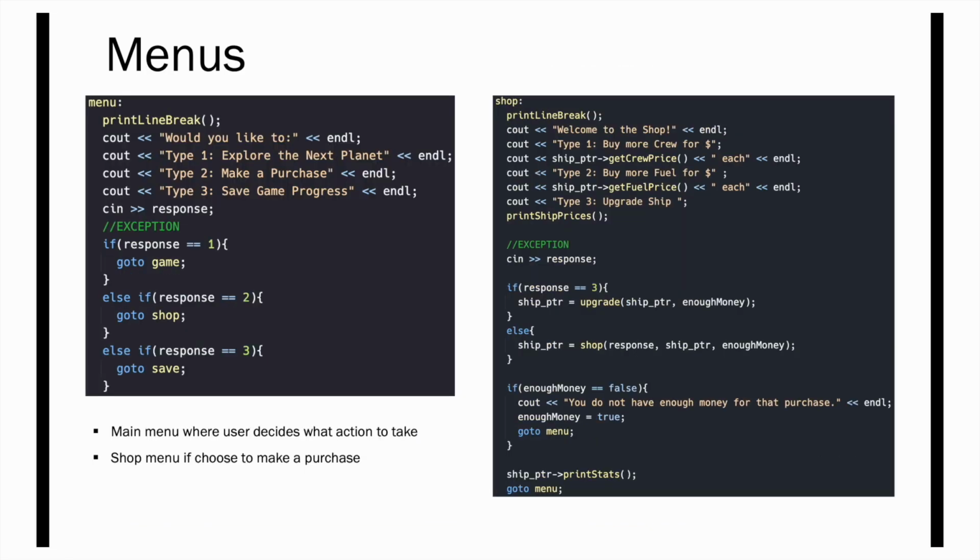The menus use the go-to functionality that I learned from cppreference.com, which allows the code to continuously jump back and forth between different menu options and to run different functions. There are a few areas that require exception handling for the menus that, due to time constraints, I wasn't able to create the try, catch, and throw exceptions for.